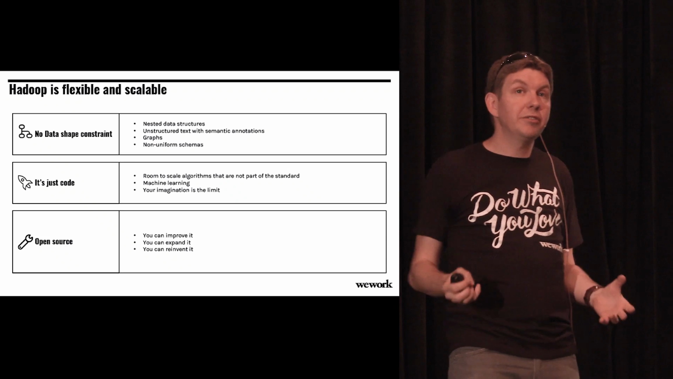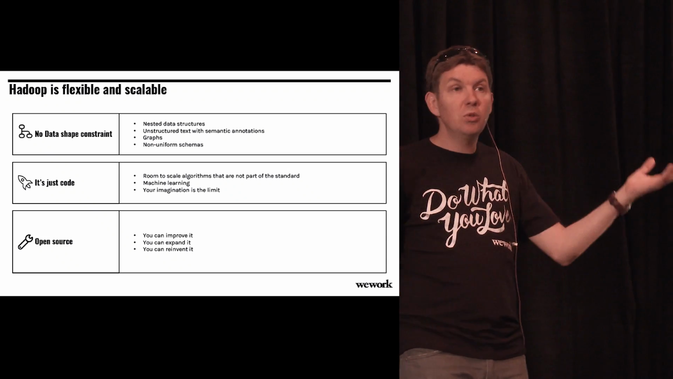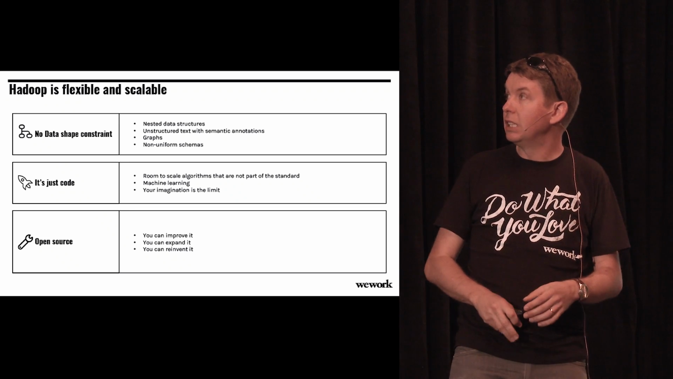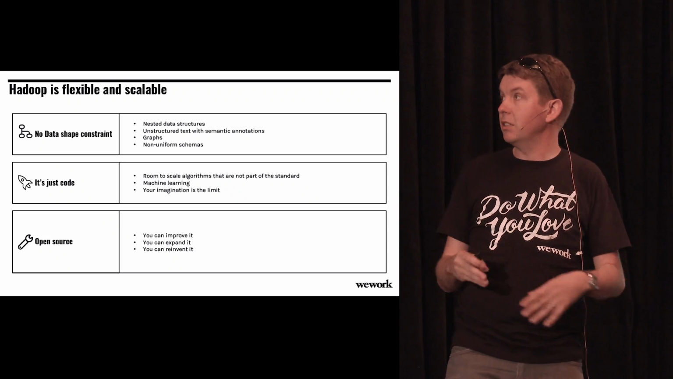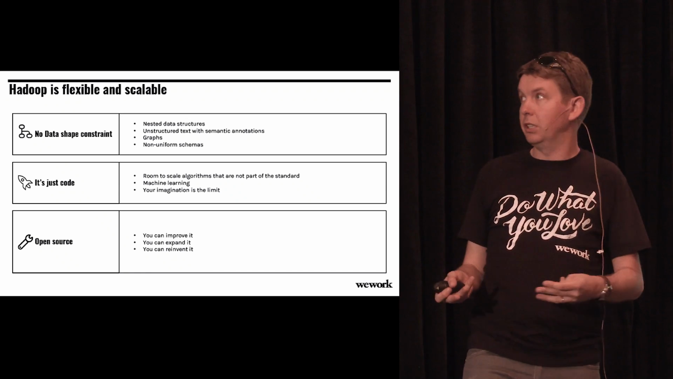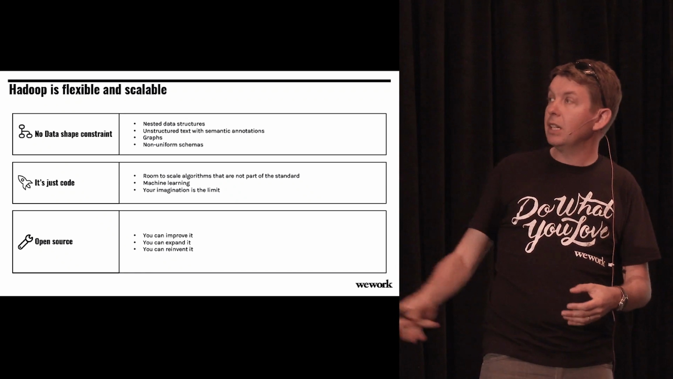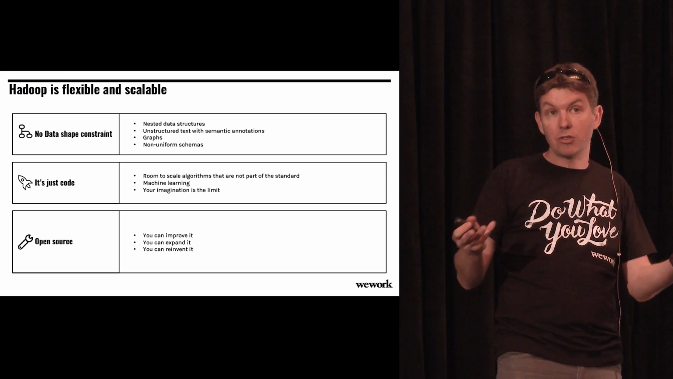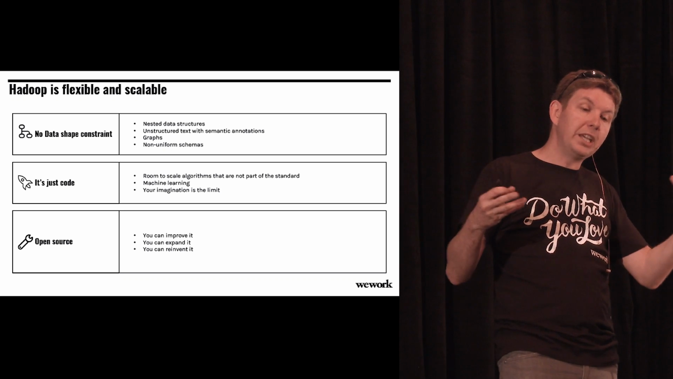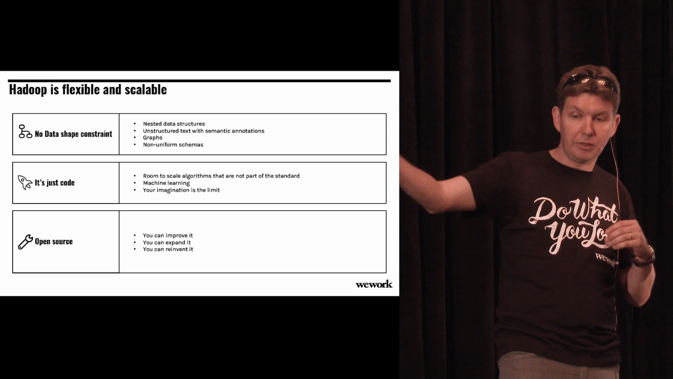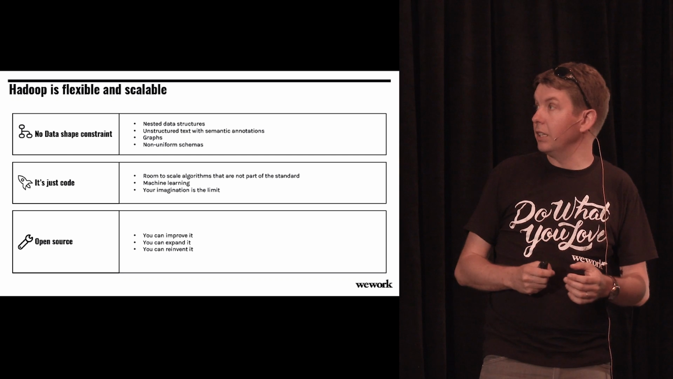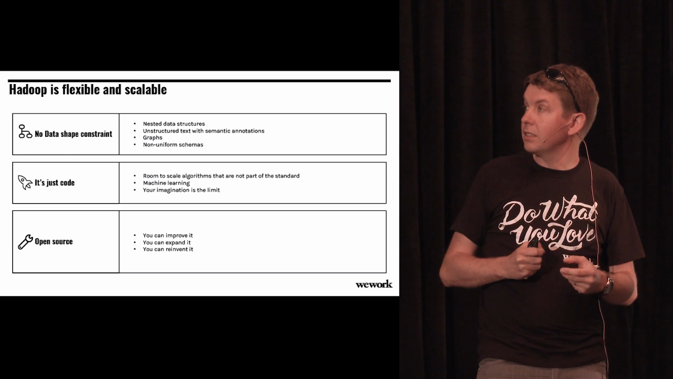And that's the beauty of Hadoop. There are no data shape constraints, so you can experiment, right? You can do graph data structures, nested data structures, unstructured text with semantic annotation. Hadoop came from indexing the world for search engines. Non-uniform schemas, you can do whatever you want. And it's just code, right? So there's room to scale a lot of different algorithms. You're not constrained by implementing it in SQL. You can implement it in different languages, you can do iterative stuff, you can do a lot of different things. And so that's a lot more flexible.